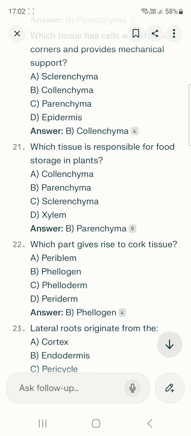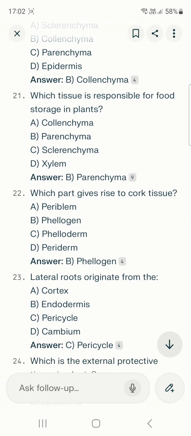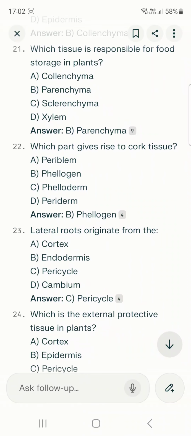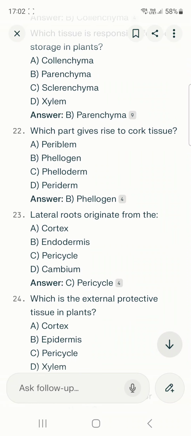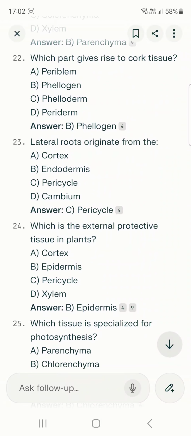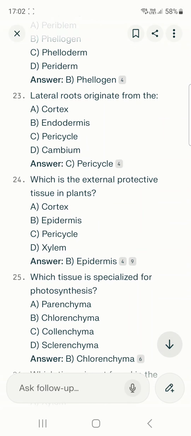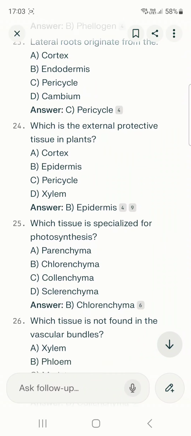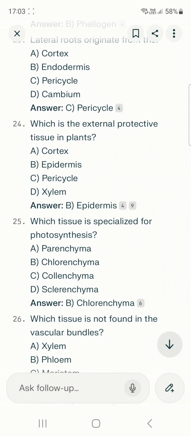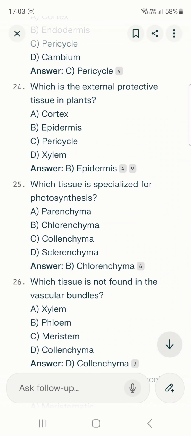Lateral roots originate from the, option C, pericycle. Which is the external protective tissue in plants? And the answer is option B, epidermis. And the next question, which tissue is specialized for photosynthesis? And the correct answer is option B, chlorenchyma. Next question, which tissue is not found in the vascular bundle? And the answer is collenchyma.